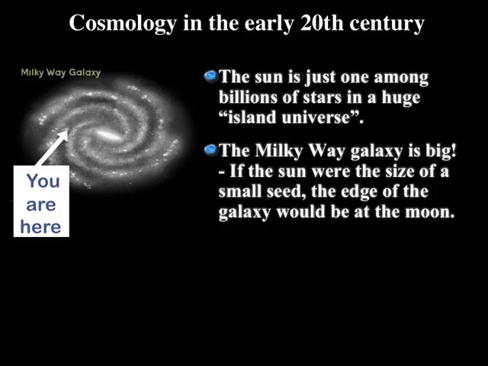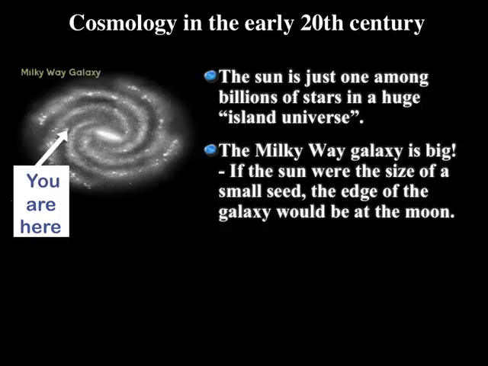In the 20th century, it was realized that not only were the stars really far away, and that we were embedded within a disk of stars, but this disk of stars was huge. It was very large, and moreover, there were many other disks of stars out there in the universe. So now we know that our galaxy, the Milky Way, is something like 100,000 light years across. Okay? And if the sun were the size of a small seed, if you took the sun, which is 100 times bigger than the Earth, and scrunched it down to the size of a small seed, then the edge of the galaxy would be at the moon. And I'm talking about the near edge of the galaxy would be at the moon.